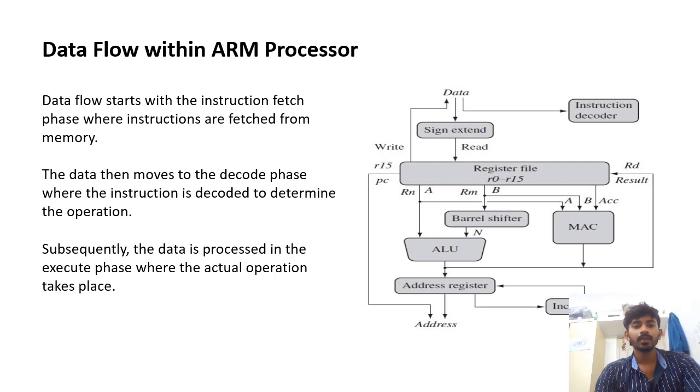Data flow starts with the instruction fetch phase, where instructions are fetched from the memory. Then it moves to the decode phase, where the instruction is decoded to determine the operation, and subsequently the data is processed in the execute phase, where the actual operation takes place. This is a flowchart of the data flow within the ARM processor.